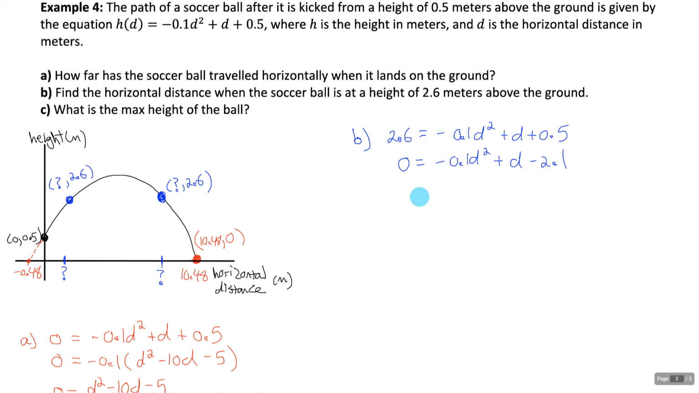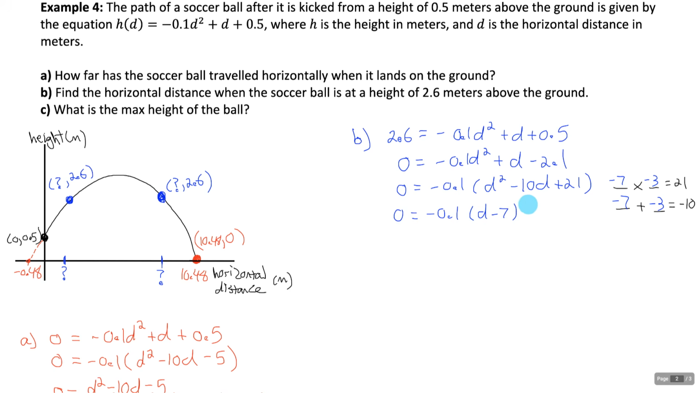Then once again, I'm going to try and see if this is solvable by factoring. I'll common factor out the negative 0.1 first. That leaves me with d squared minus 10d plus 21. And then I notice inside the brackets, the quadratic is factorable. Since the leading coefficient of the quadratic in brackets is 1, I can find numbers who have a product of 21 and a sum of negative 10. The numbers that satisfy that product and sum are negative 7 and negative 3. That quadratic in brackets can factor to d minus 7 times d minus 3.